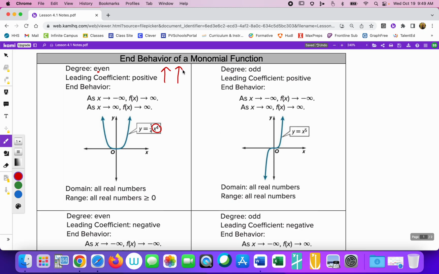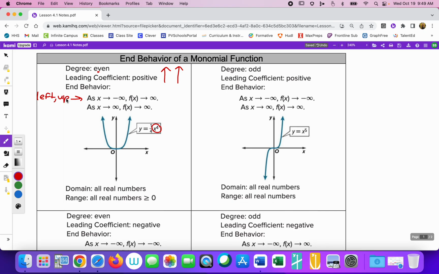So if you want to make a note to yourself, that will actually help you later. If it's even, both arrows go the same direction. If it's even and the leading coefficient, which is 1/4 in this case, is positive, they're going to go up. Now what that means is both the left arrow and the right arrow are going up. So this is how we would write this. As x approaches negative infinity means as it goes to the left, f of x approaches positive infinity. So in layman's terms, what this means is the left side of the graph is going up.